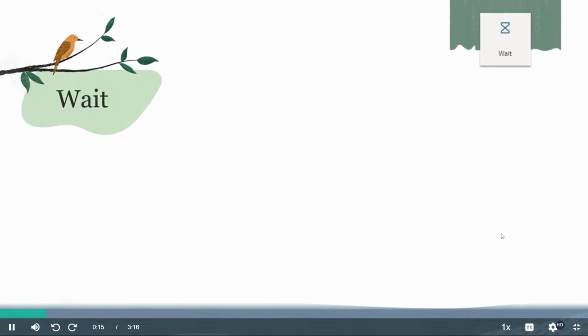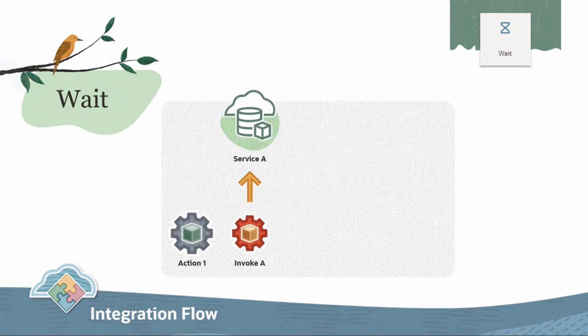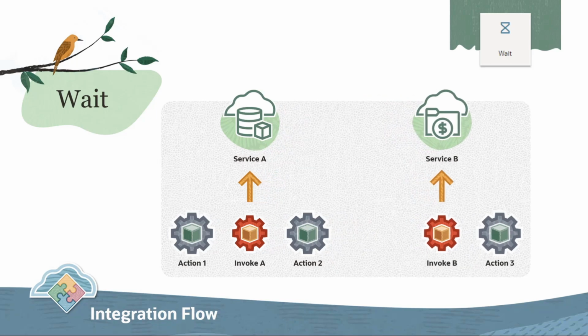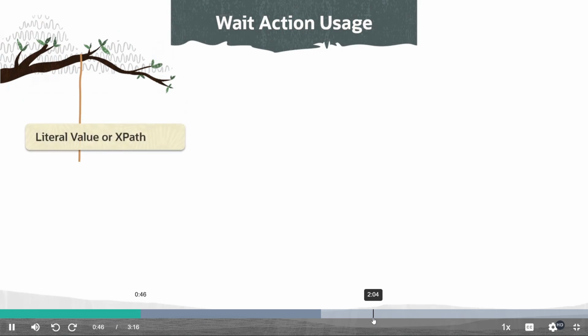Let's first assume that you have an integration flow that has several actions and invokes that need to be executed in sequence, but due to business requirements or other downstream dependencies, you wish to delay the execution of the next step for a specified period of time. Here is where you can insert a wait action, then configure the amount of time the integration should pause before continuing on. You have two options when configuring the wait time.